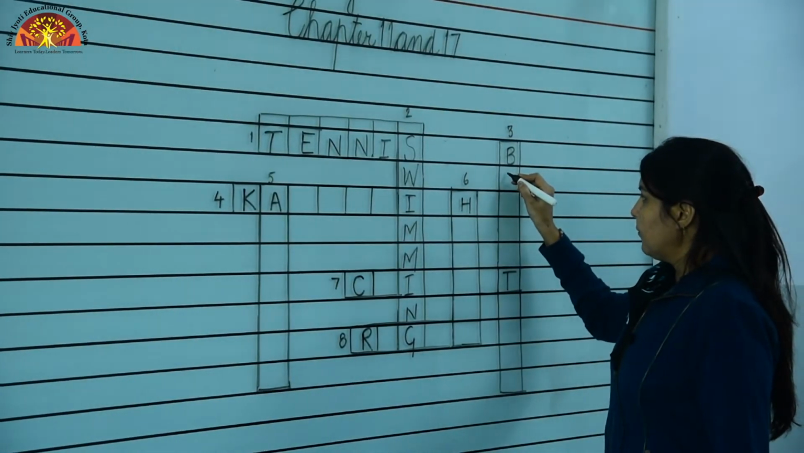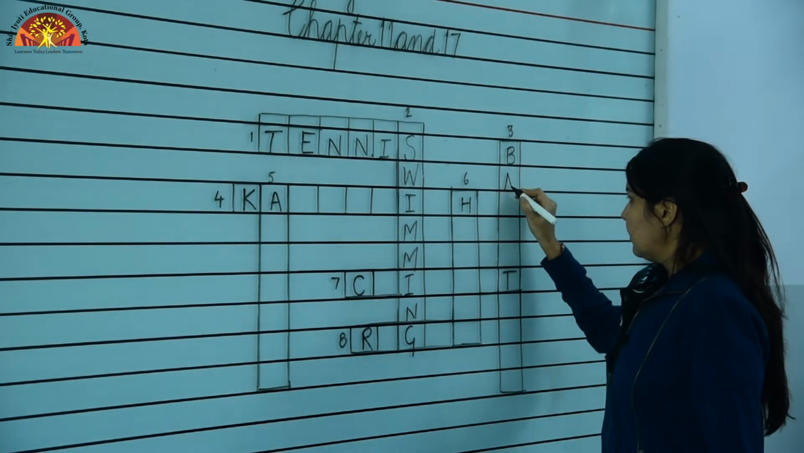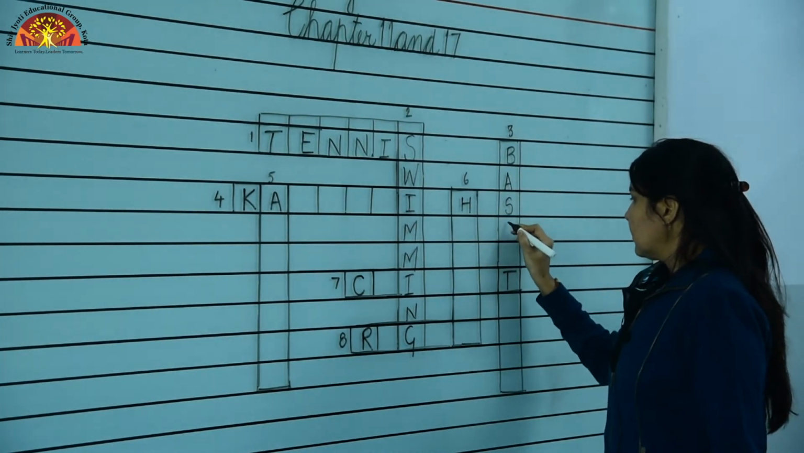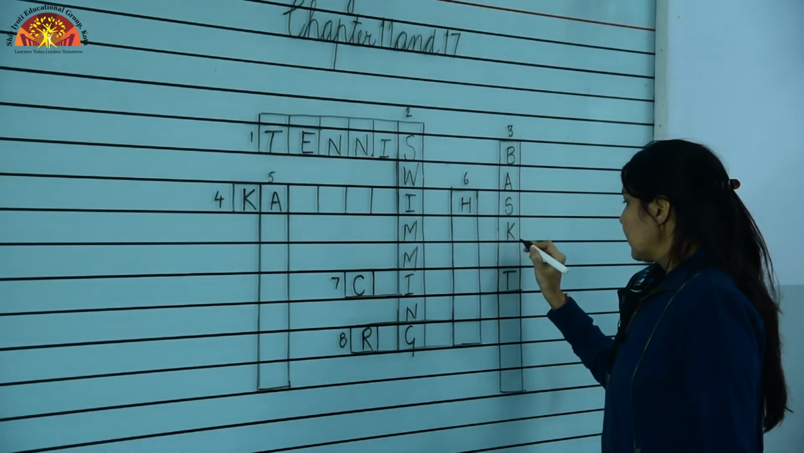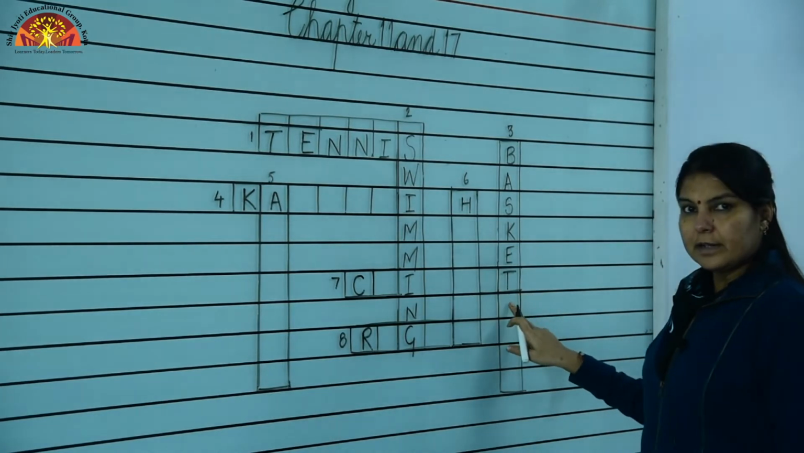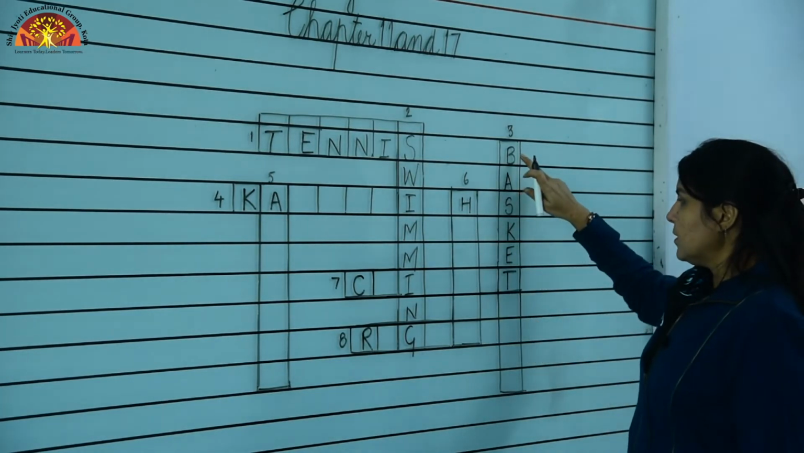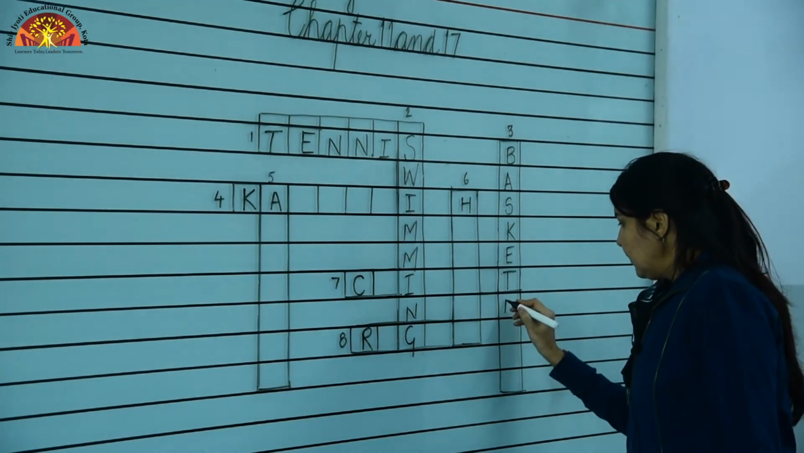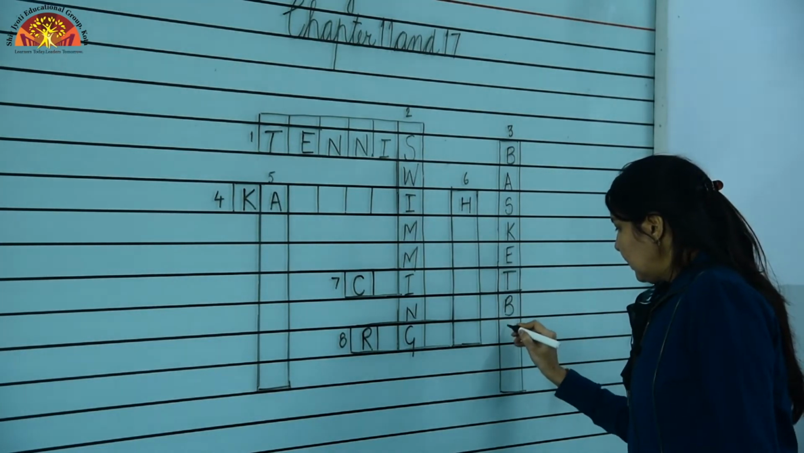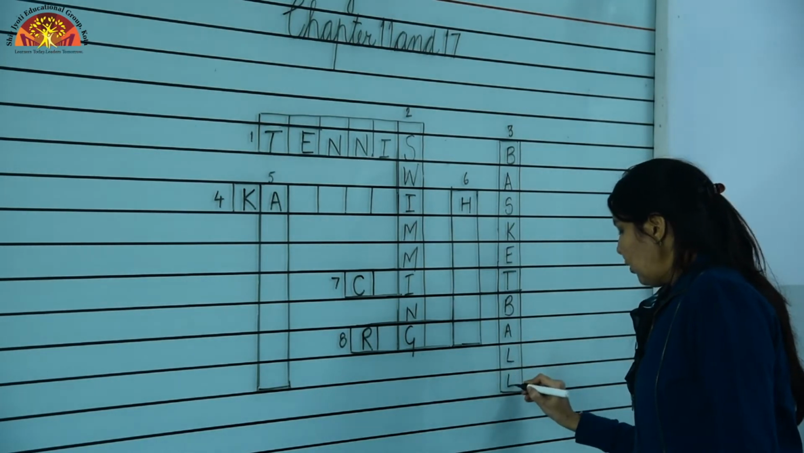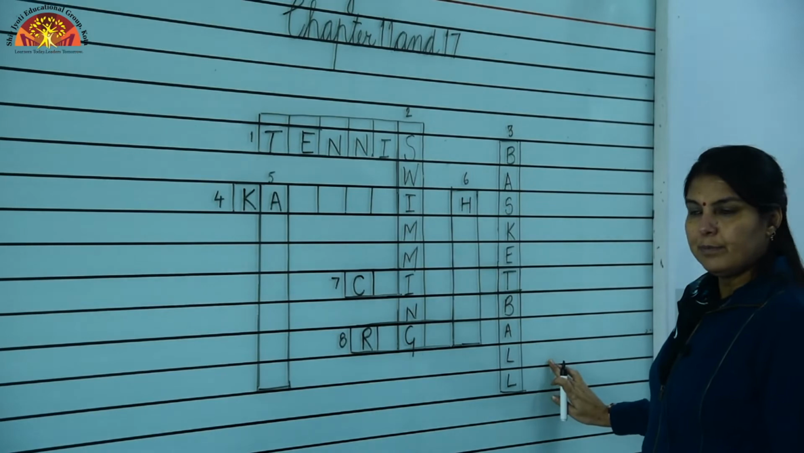So we will start from A, S, K, E, T is already written. So what is this? Basket. Now we will write the spelling of ball. B, A, double L, ball. This is basketball.